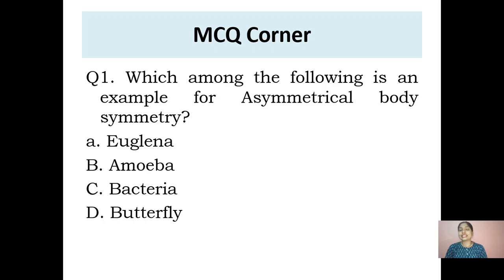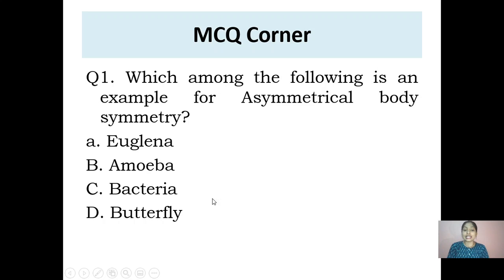Yes, so let's quickly solve these multiple choice questions. The first question is, which among the following is an example for asymmetrical body symmetry? That is, the ones which do not have any symmetry. The options given are euglena, amoeba, bacteria, and butterfly.